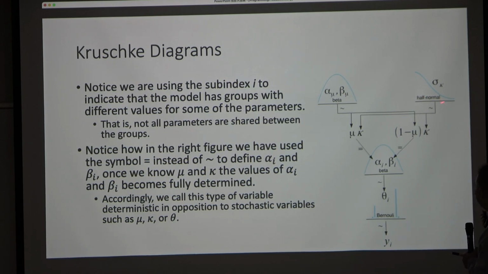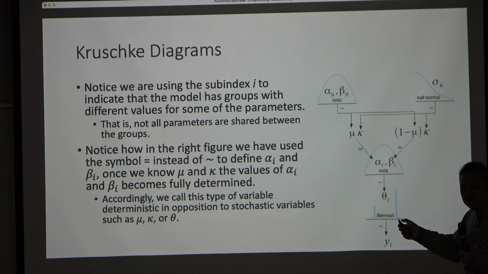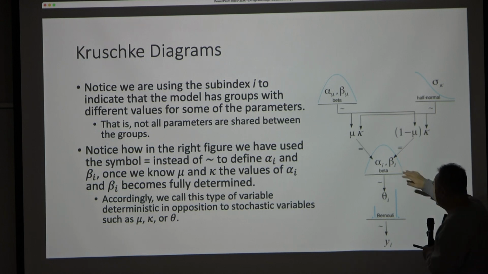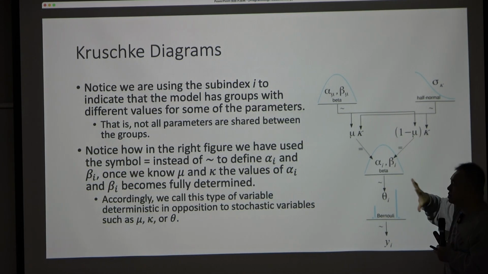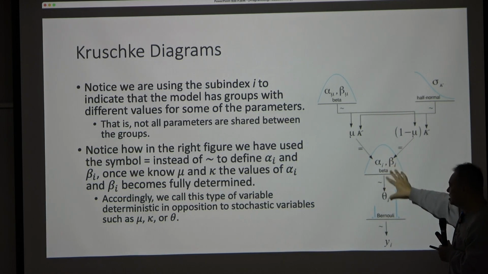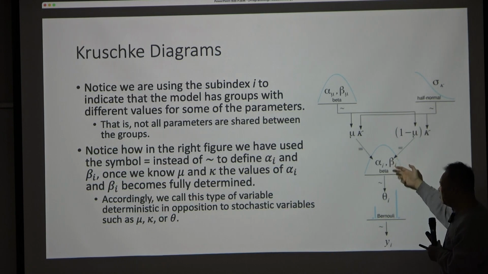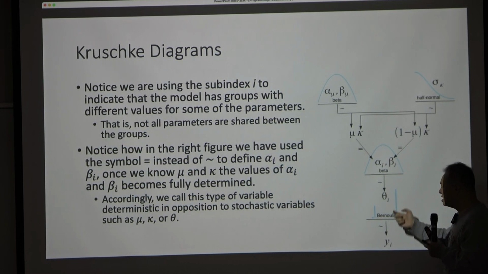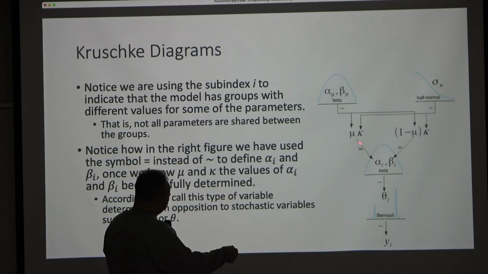The top 2 distributions do not have an index. What have the index are these ones, and it means for different groups we have different values here. For example, for group 1, we sample the mu and the kappa to create the alpha I, beta I, and from there we sample the first theta, and so on. But eventually they all come from the same upper layer.